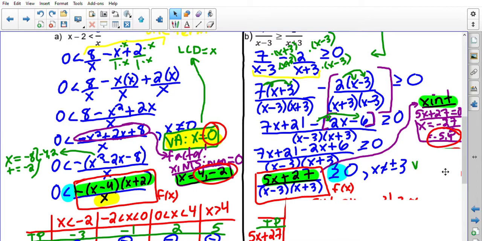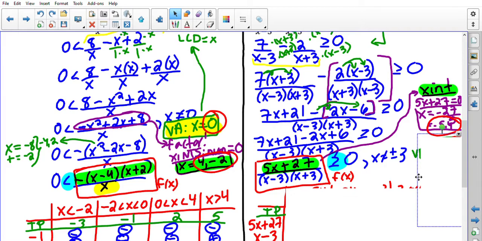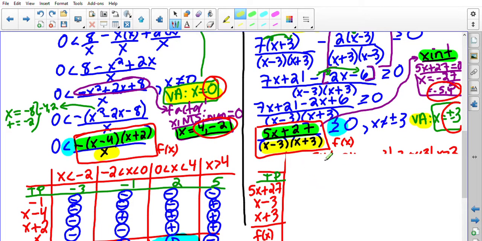Okay, now our vertical asymptote is where the denominator is equal to 0. Okay, and we can also see that from our lowest common denominator and from our restrictions here. So that will be at plus or minus 3. So we'll highlight there. So we get our denominator equal to 0 will give us our VAs. Okay, so those are our two key features here, plus or minus 3 and negative 5.4. Those are the three numbers that will create your interval chart.